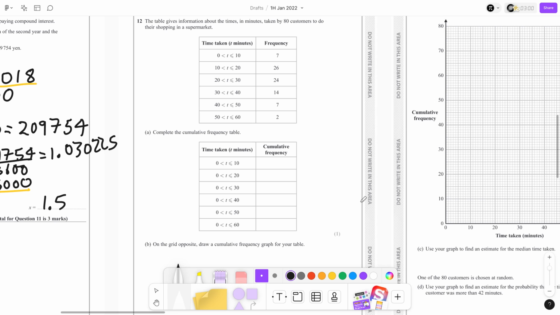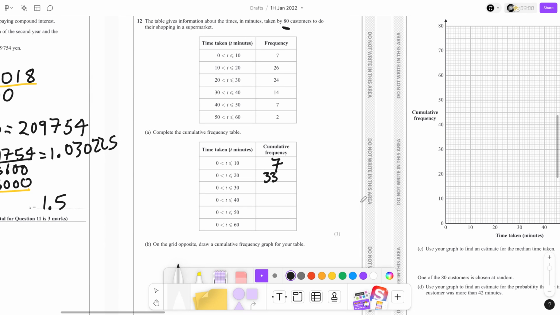The next one gives us the information about the times in minutes taken by 80 customers to do their shopping in the supermarket. Always good to have that as a little check. 0 to 10 was 7, 10 to 20 was 26. For the cumulative frequency, 0 to 10, well it just tells us that's 7. 10 to 20, well that's those two added up, which is 33.